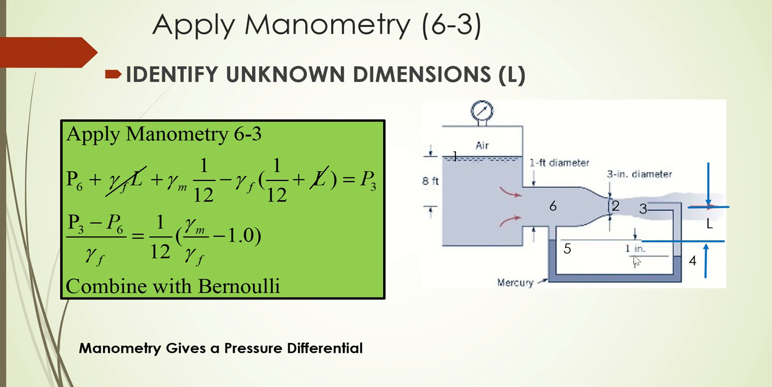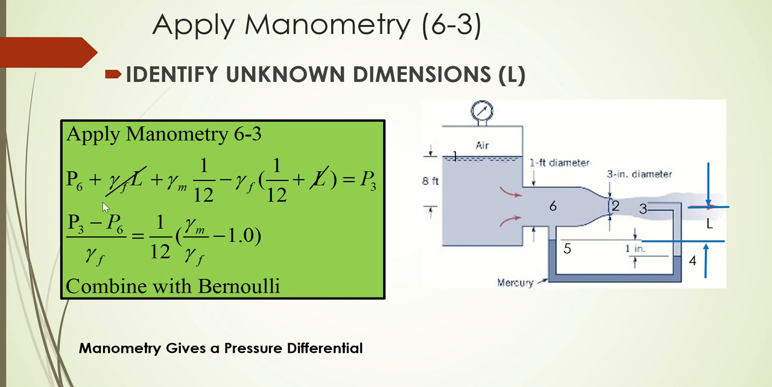I know the pressure is only a function of elevation, not a function of lateral distance. So the pressure here is the same as the pressure at 4. And now going from 4 to 3, the pressure decreases. So that's a negative: minus gamma of the fluid times (1 over 12 plus L). And that has to be equal to the pressure at 3. Note the process of identifying the points. Note the process of applying manometry first, going from 6 to 3, and identifying the unknown dimensions.